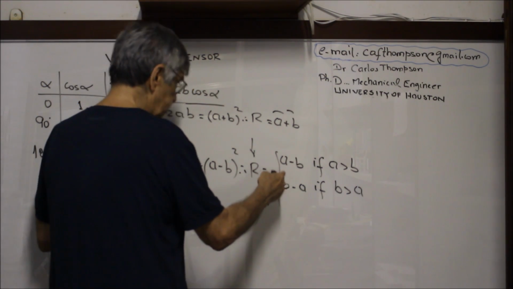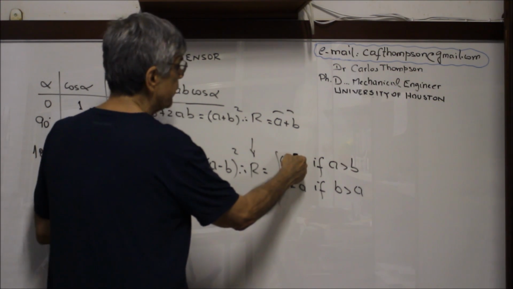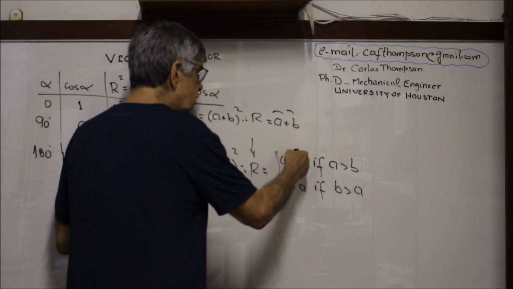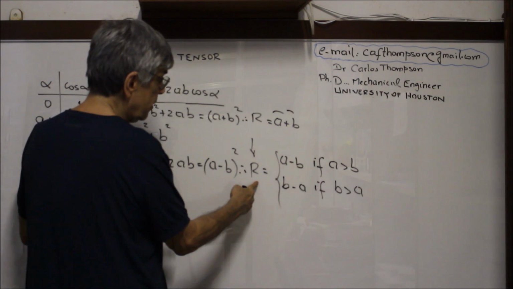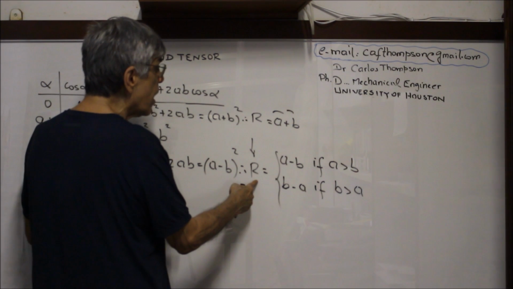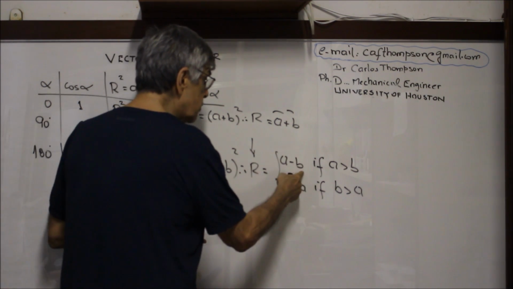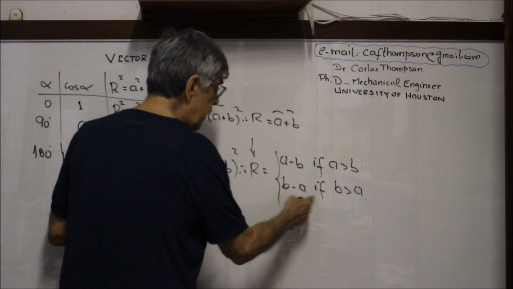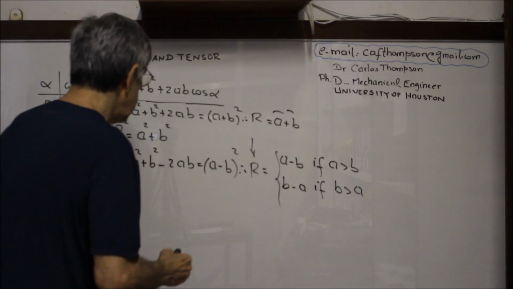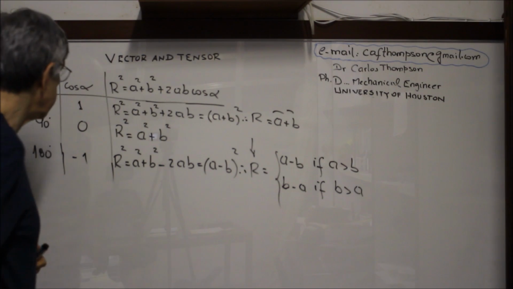Now, suppose a is 3, b is 7. 3 minus 7 is minus 4. This cannot be possible because r is always positive. So r will be a minus b if a is greater than b. R will be b minus a if b is greater than a. Okay, that's a point just to make here.